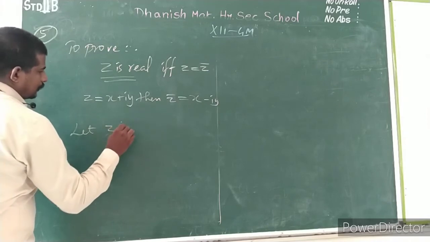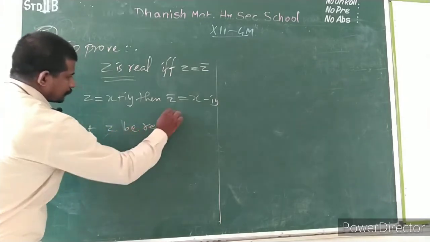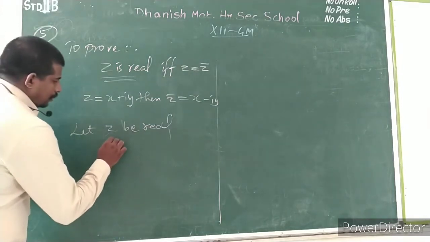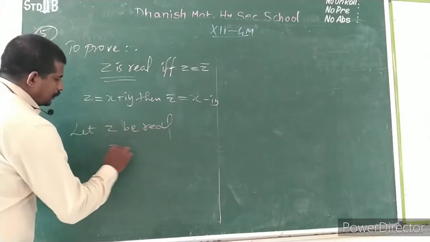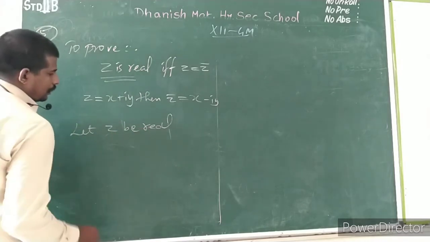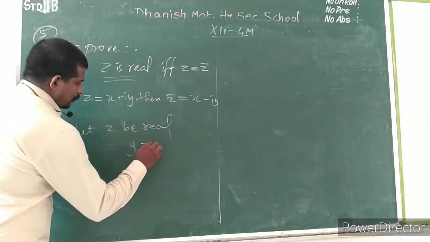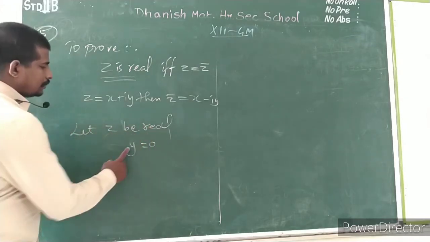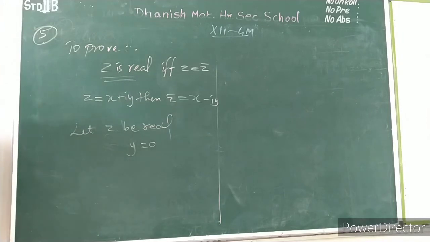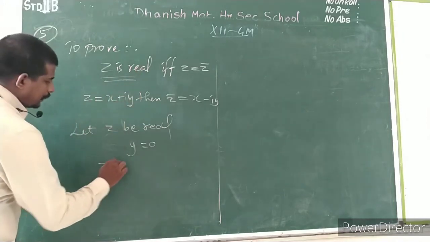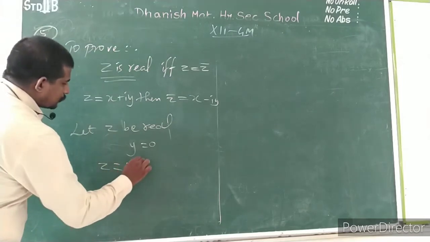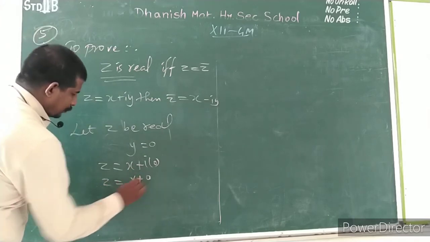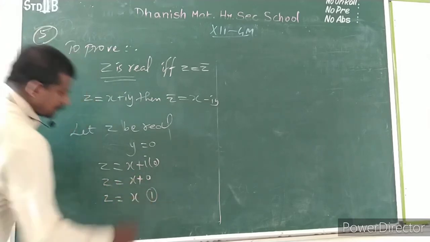Okay, now I am going to take, let z be real, then y equal to 0. The imaginary part will become 0. Then what will happen? z equal to x plus i into 0. z equal to x plus 0. That is z equal to x. We can consider this as equation number 1.